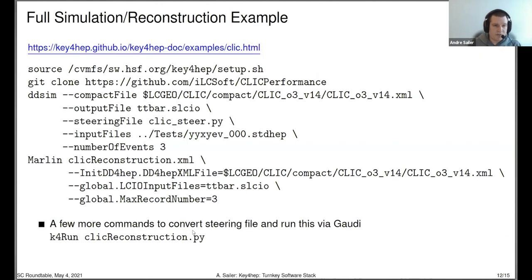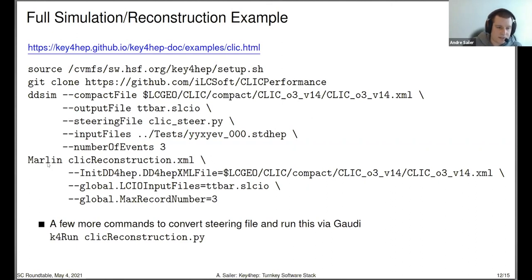Then here's an example of how to run the full simulation. There's a link to the documentation, which gives a lot more details also for the further steps. So we deploy our software to CVMFS, so you can always find a fresh installation there. For this example, you have to get the CLIC steering files from our CLICPerformance package. And then you could already start running the simulation with the ddsim tool. Here it still produces LCIO as the output. We need to, in the next few weeks, hopefully implement the direct conversion from EDM4hep to LCIO to call our software.